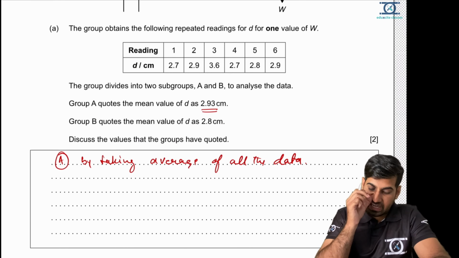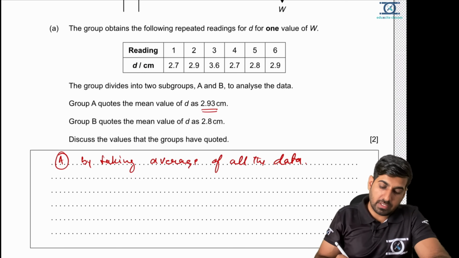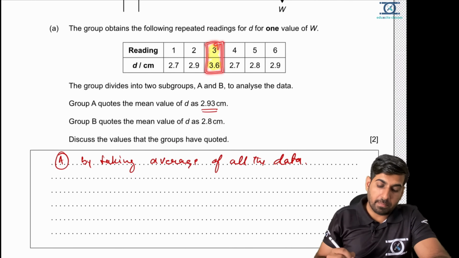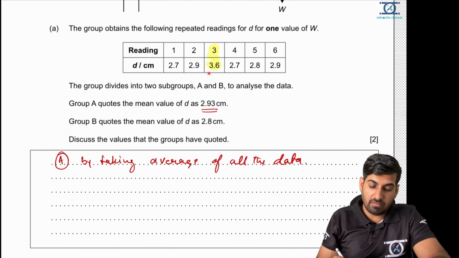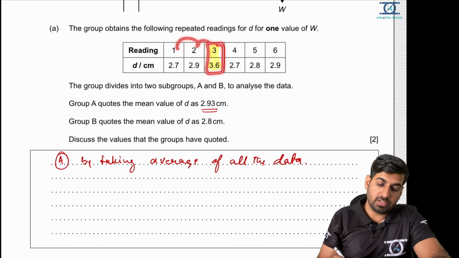Okay, so they get 2.93, whereas if you look at the data closely, 2.7, 2.9 and this 3.6. Now this 3.6 is a very absurd value as compared to the other trials. So this data might have some error in it. There might be certain random or systematic error, so that we are getting deviation from the mean or expected value of the readings as compared to the other trials.